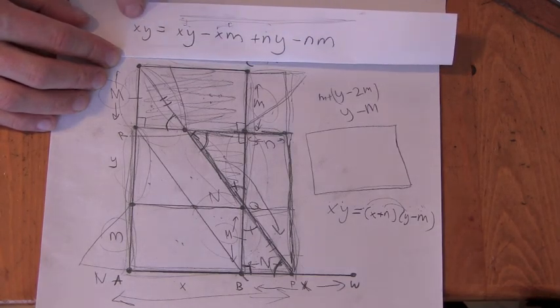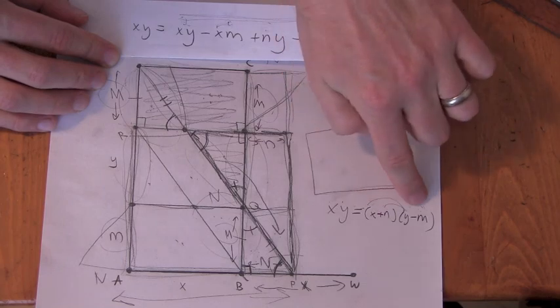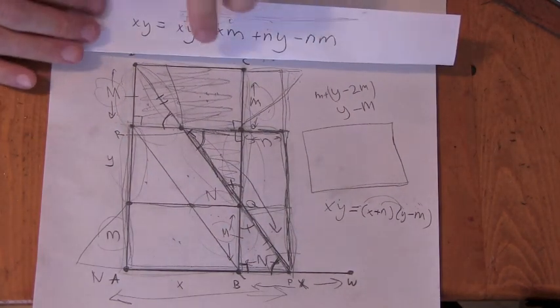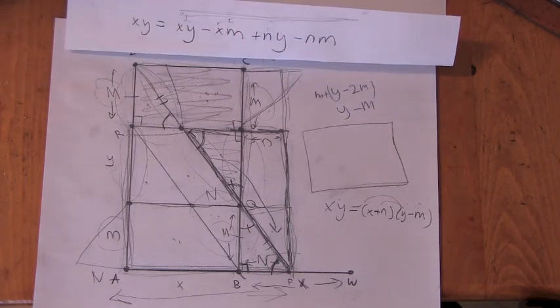Right. So we see that our original rectangle xy can be transformed through this process, which is x plus n times y minus m, into the new rectangle. So you can see it both algebraically and geometrically. That's pretty cool. Yep. It's an interesting project.